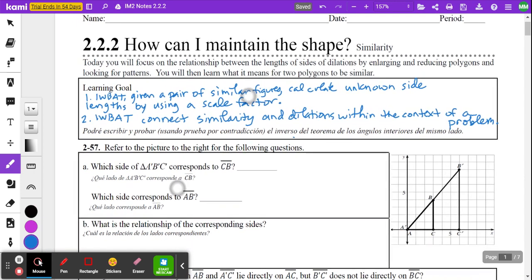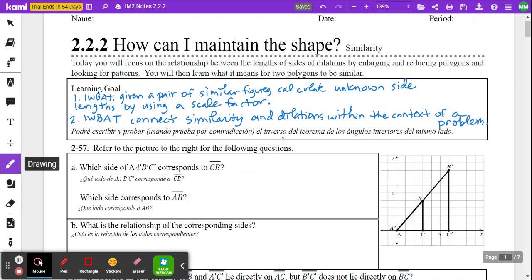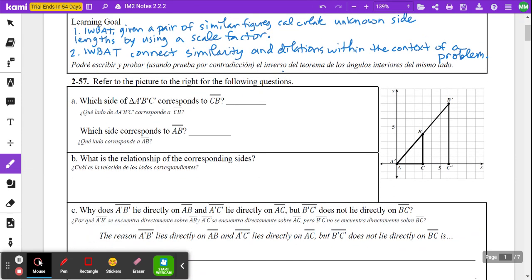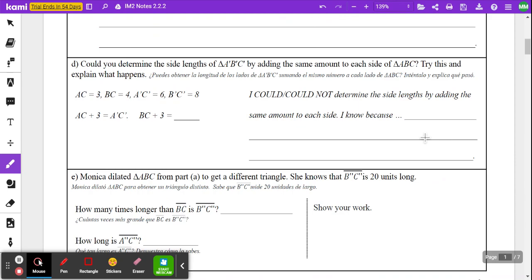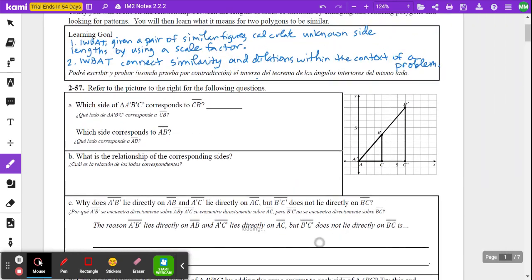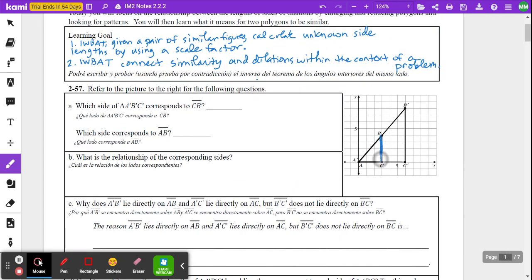Okay, let's get started. We're going to refer to the picture at right to answer these questions. The first question is, what side of A prime, B prime, C prime corresponds to side CB? Well, here's CB, and I can see that that corresponds to this parallel side right here. So that corresponds to side C prime, B prime.